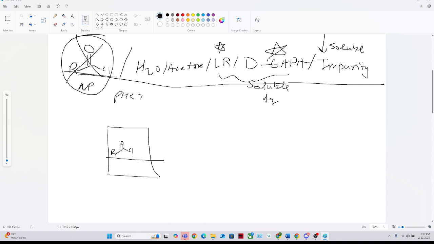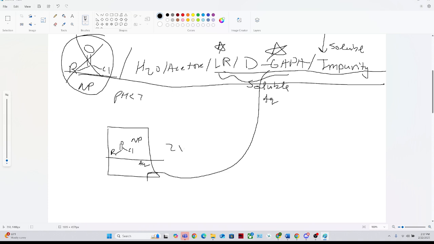I don't know the densities of this, but assuming this is the nonpolar and this is the aqueous, I'm going to have all my impurity, limiting reagent, and my derivatized 6-APA all into the aqueous layer. And obviously the H2O and acetone will partition appropriately as well. So acetone will go into the nonpolar, H2O will pull down.